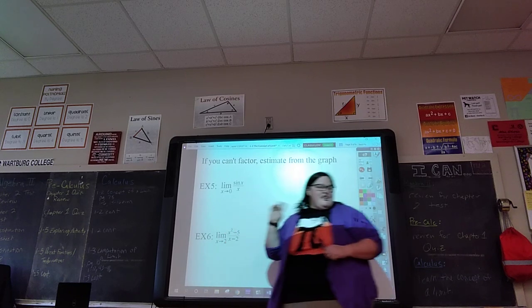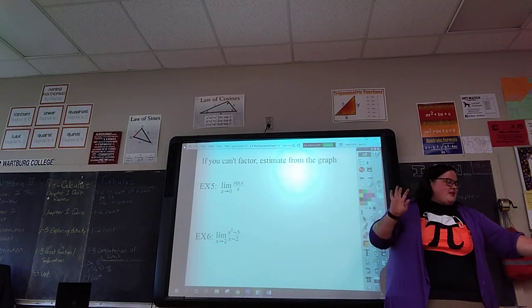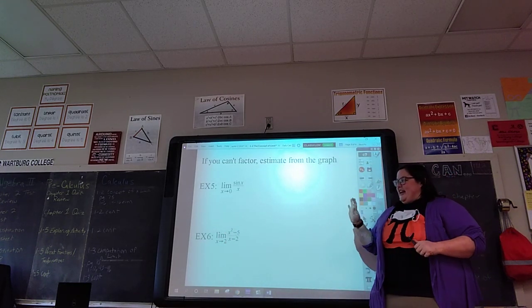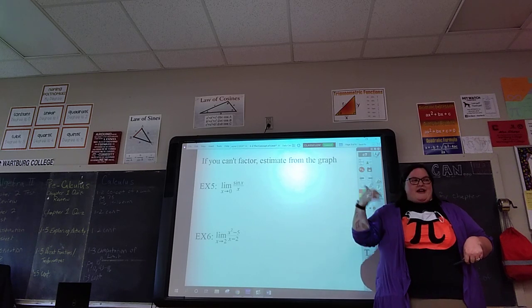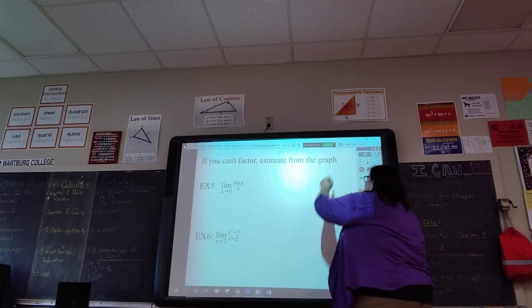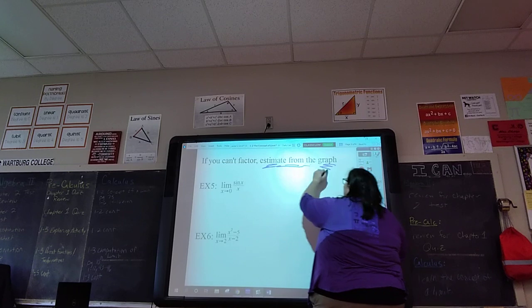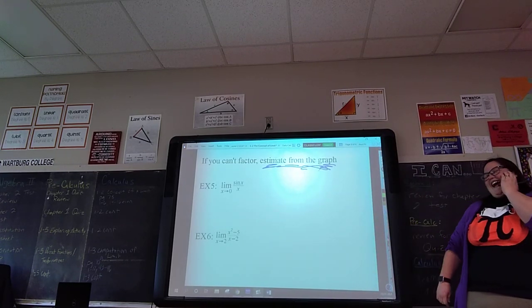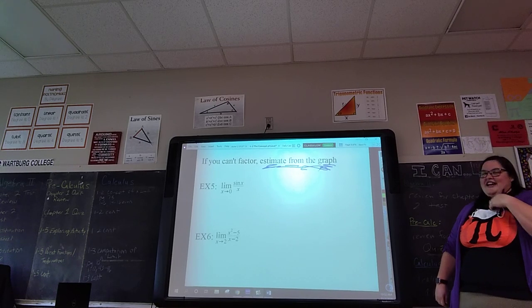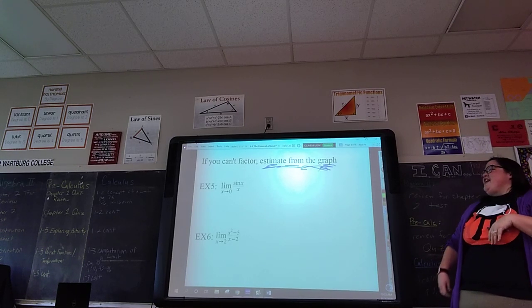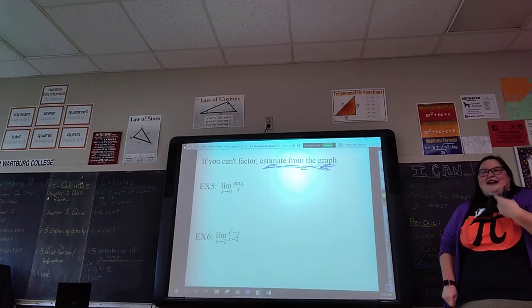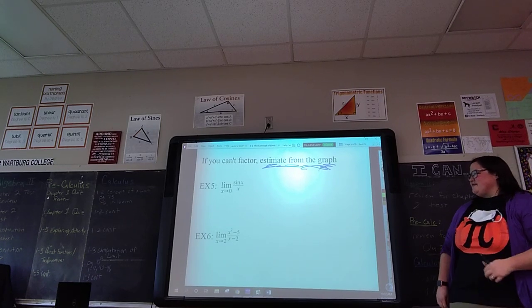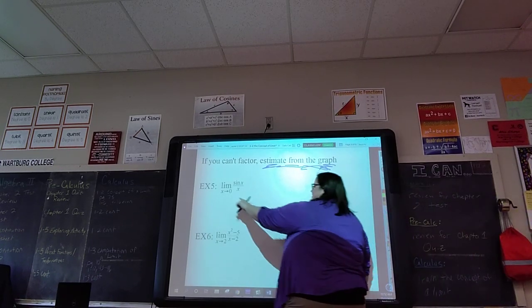Alright, we got two more examples and we're done. Every once in a while you plug it in, it doesn't work, and you can't factor. If that happens, we have to look at the graph. You don't have to snip the graph, but you will have to look at it. There is a nice app on your phone, a Desmos app, you can use it on your phone.